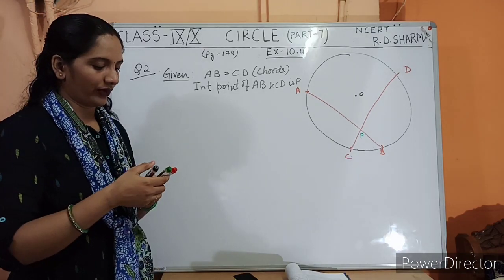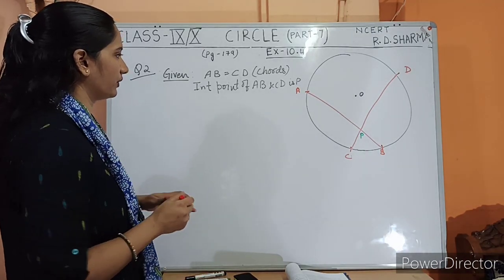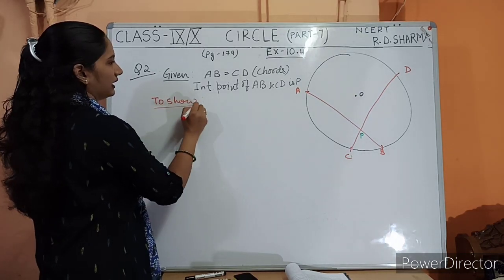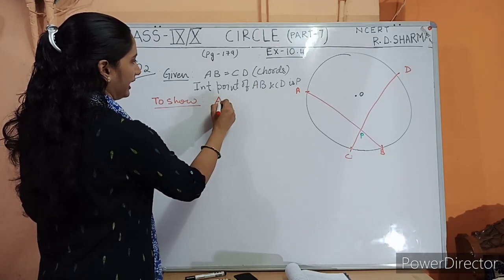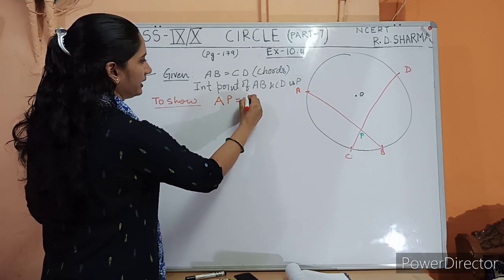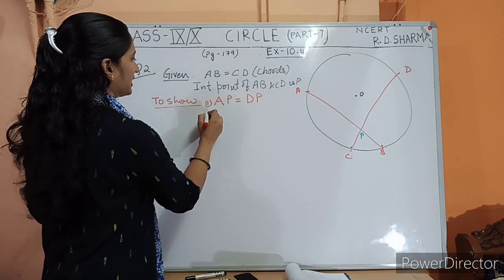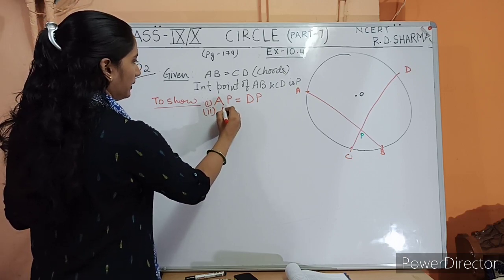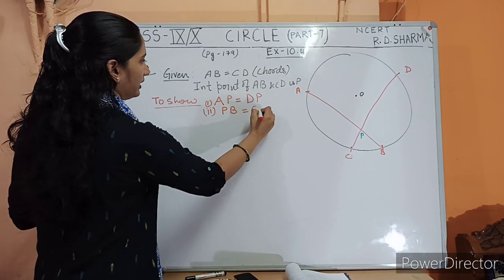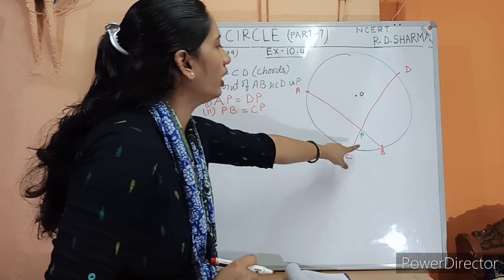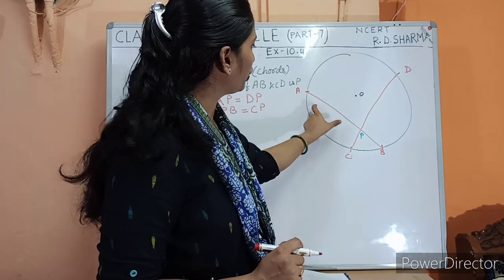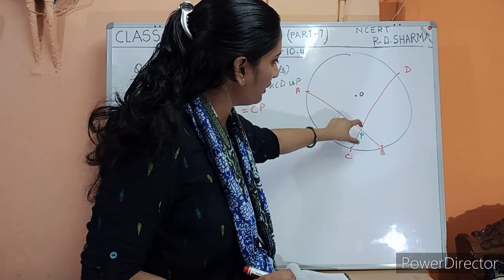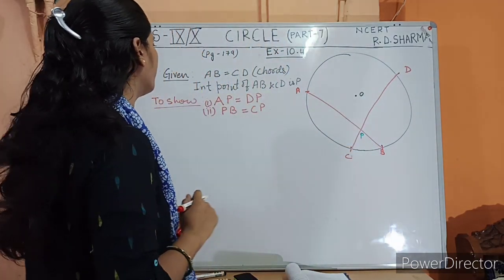Okay, what do we need to find here? We need to show that the part AP is equal to the part DP, if we take this as one, and the second part we need to show is that the part PB is equal to the part CP. Meaning, because of the intersection, the whole chord has been divided into two parts. So this first part will be equal to that first part, and this second part will be equal to that second part. This thing we need to prove.